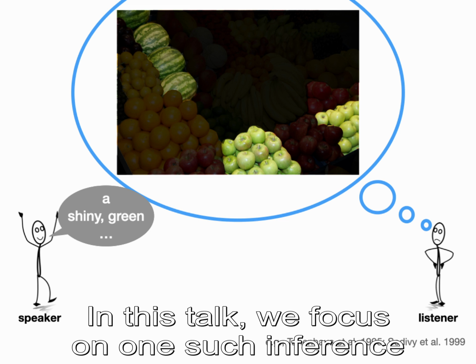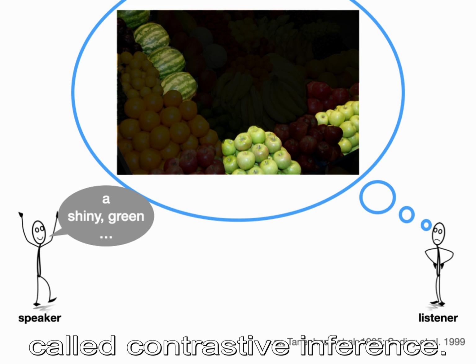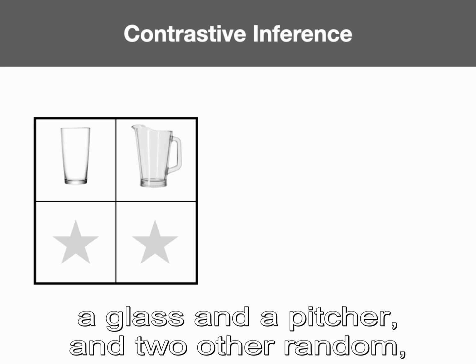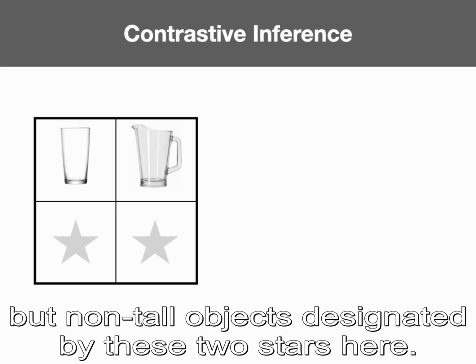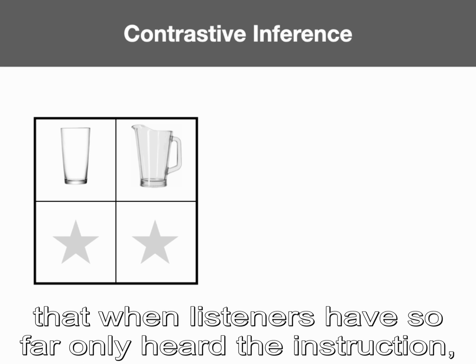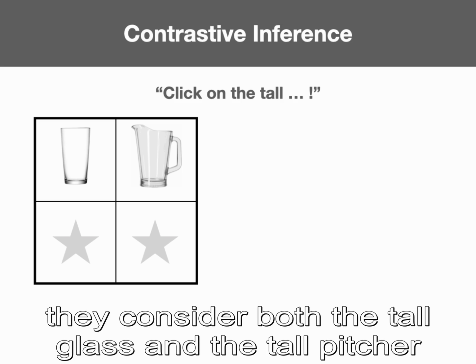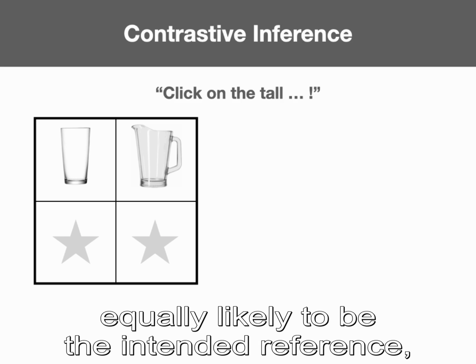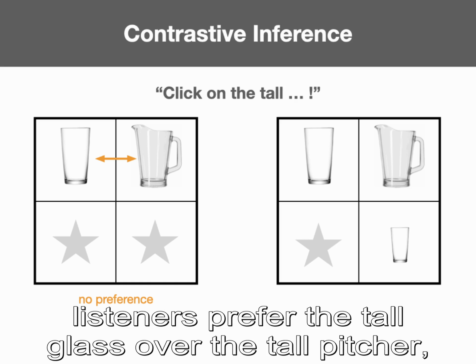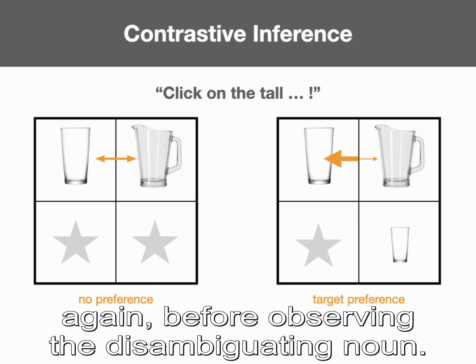In this talk, we focus on one such inference called contrastive inference. Consider the following context of objects: two tall ones, a glass and a pitcher, and two other random but non-tall objects, designated by these two stars here. Various eye movement studies have established that when listeners have so far only heard the instruction, "click on the tall," they consider both the tall glass and the tall pitcher equally likely to be the intended referent. But if we introduce another object into the display, namely a small glass, listeners prefer the tall glass over the tall pitcher, again before observing the disambiguating noun.